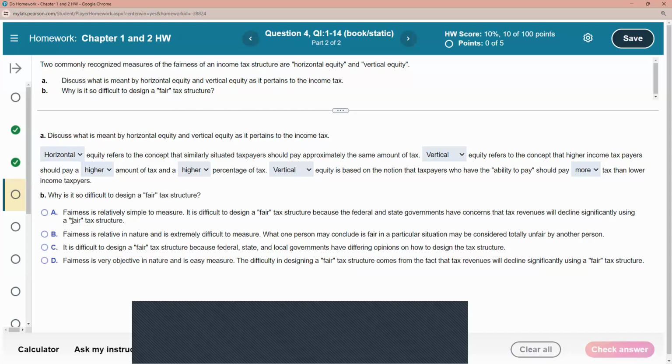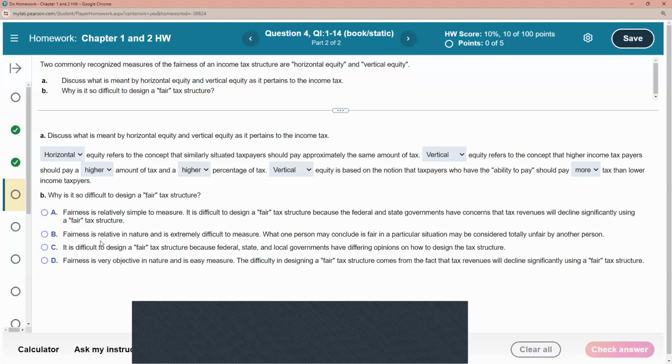So here, for A, we'll go through each answer choice. A says fairness is relatively simple to measure. It is difficult to design a fair tax structure because the federal and state governments have concerns that tax revenues will decline significantly using a fair tax structure. The last sentence seems fine, but the first sentence is incorrect. It says fairness is relatively simple to measure. That's definitely not true, so we can cross out A.